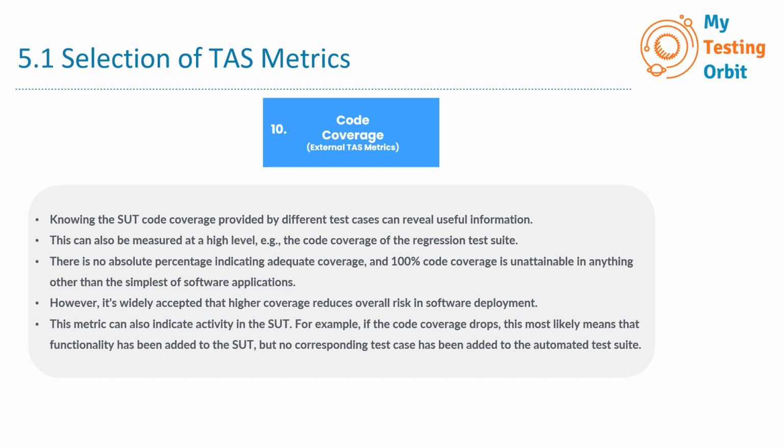This metric can also indicate activity in the SUT. For example, if the code coverage drops, this most likely means that functionality has been added to the SUT, but no corresponding test case has been added to the automated test suite. So changes in the code coverage can be like a signal from your software. If it drops, it's a hint that new functionality has been added to the software, but there are no tests in place to check it. It's a reminder to keep your testing in sync with software changes.